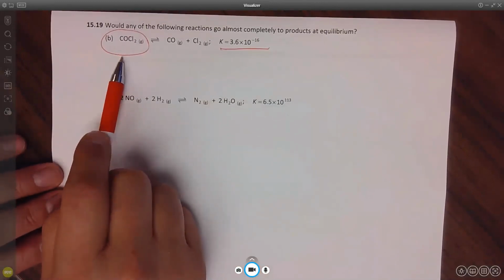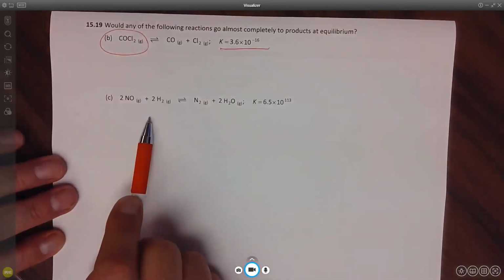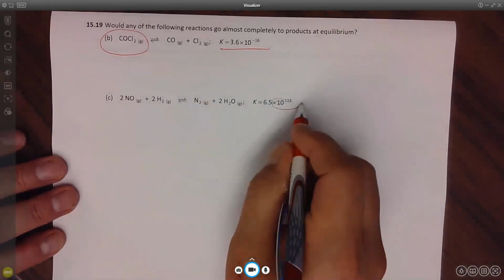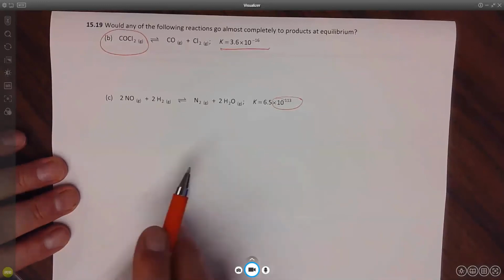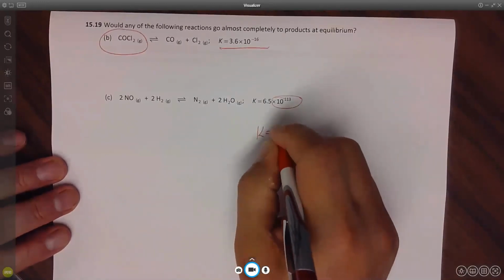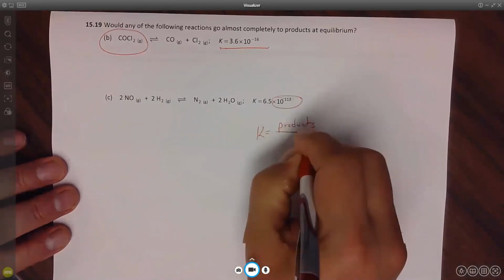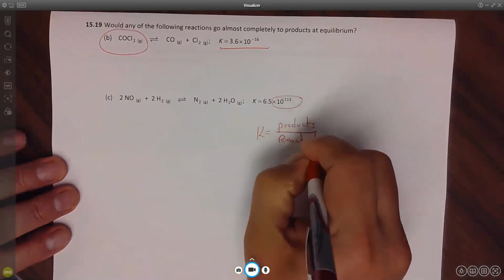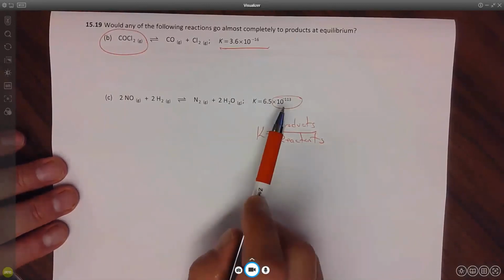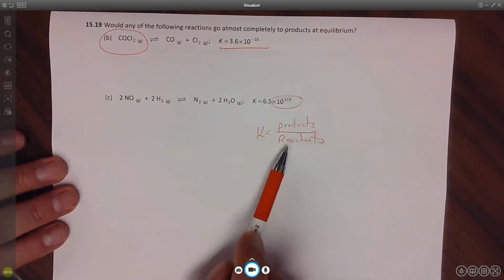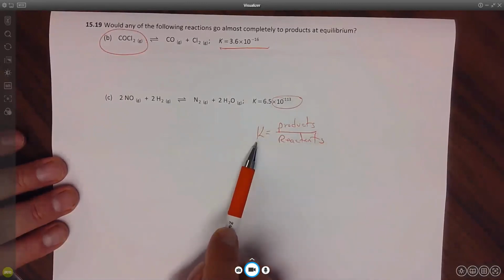Okay? So Leah, what about this one? Well, that one's very large. Okay. Wouldn't it almost maybe be complete? Always think of this. If I have a lot of products and very little reactants, is this going to be big or small? It's going to be big.